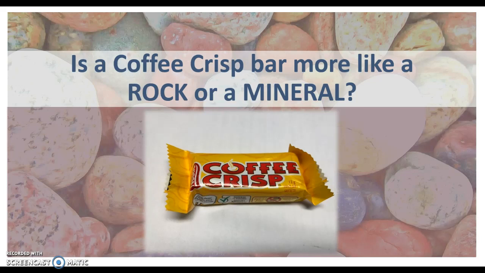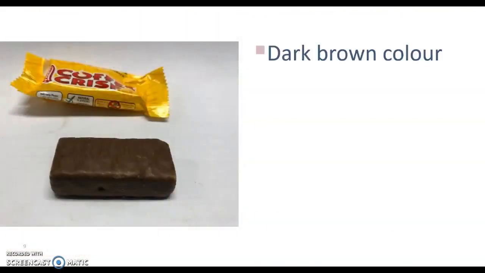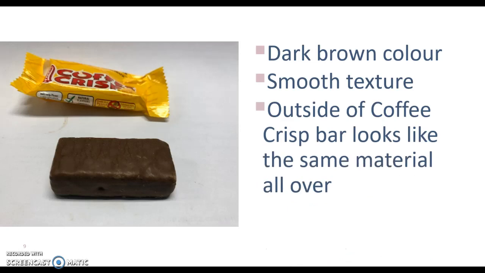A rock or a mineral? Well, the outside of that coffee crisp, same dark brown color as the other two were. That doesn't help us decide yet. It's got a pretty smooth texture. You can see some ridges and bumps, but it's pretty smooth all over, and it looks like it's the same material all throughout the whole candy bar.